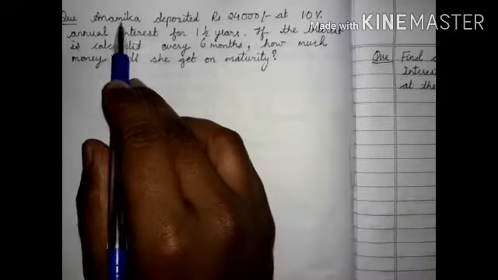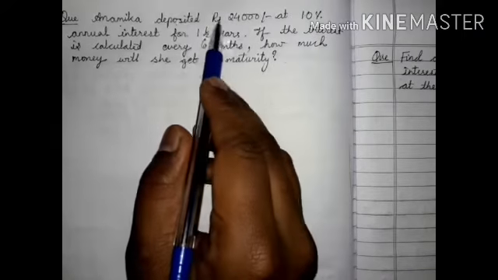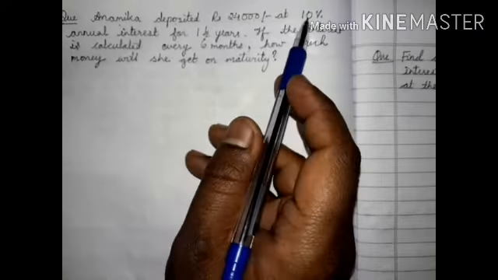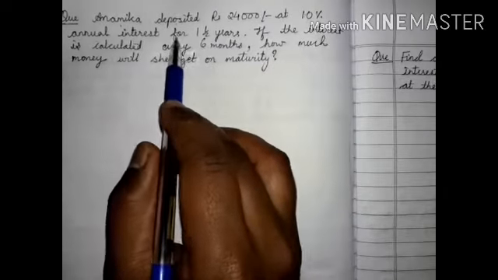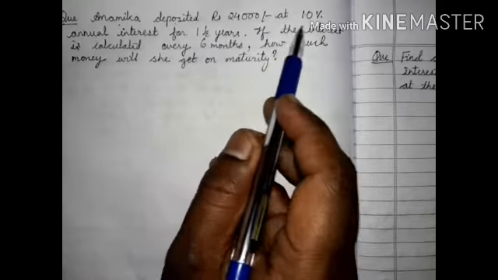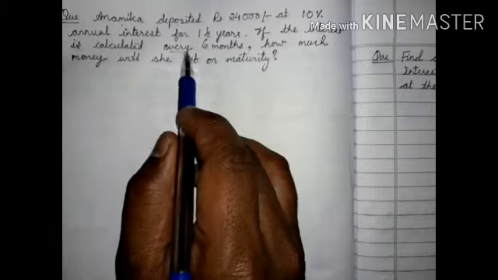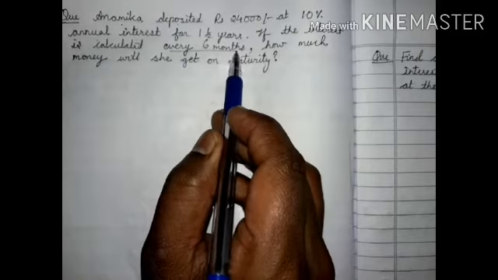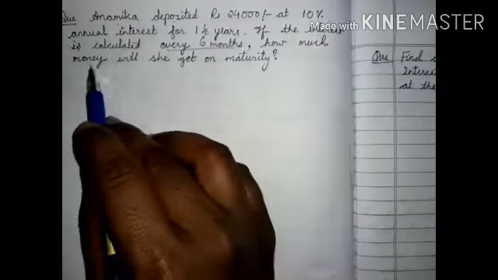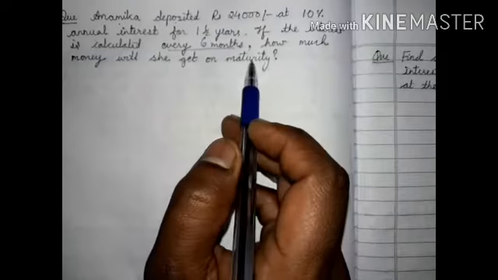Now question. Anamika deposited rupees 24,000 at 10% annual interest for 1.5 years. If the interest is calculated every 6 months, meaning half yearly, how much money will she get on maturity?